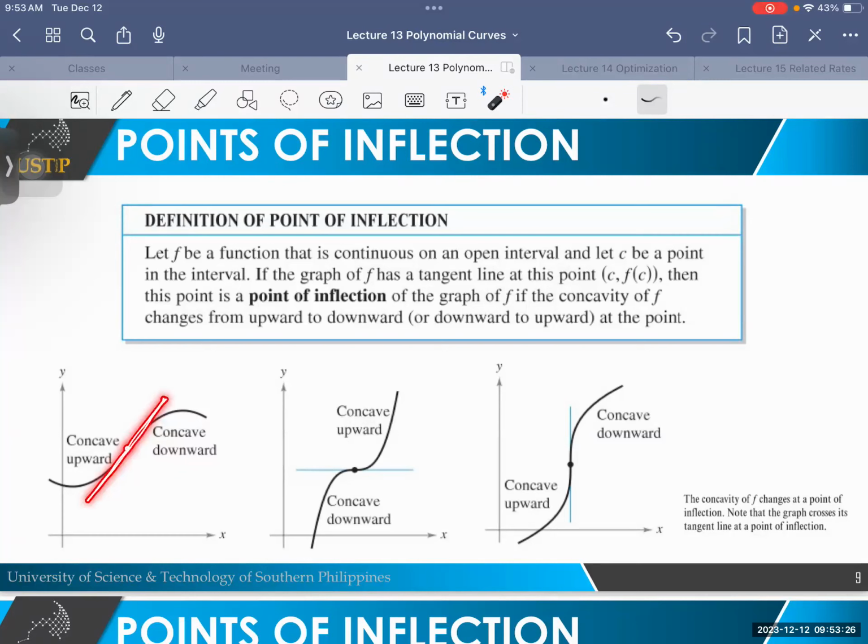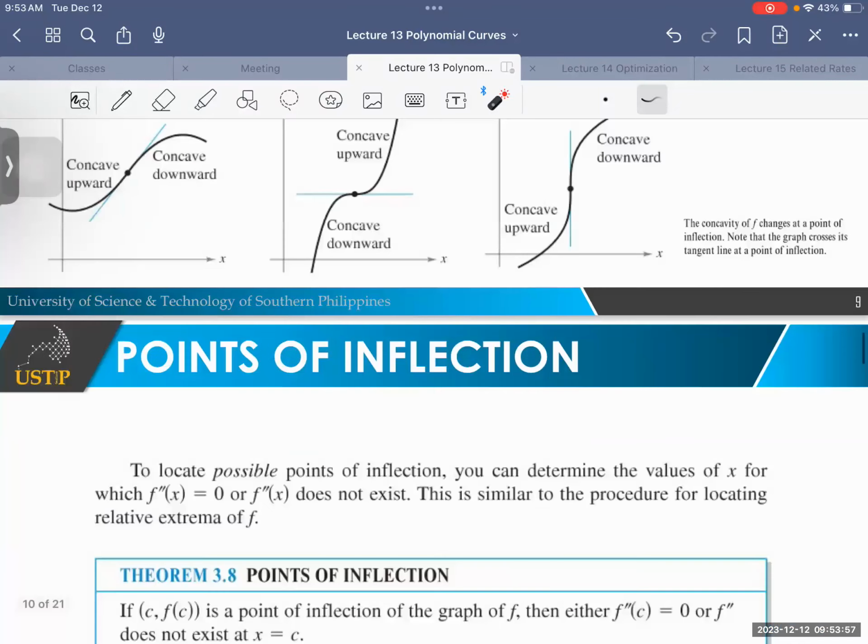Okay? So these are the points of inflection. So, note that the graph crosses its tangent line at the point of inflection. And concavity of f changes at the point of inflection. Okay, so don't worry, di man magbana-bana dre asa dapat mo cross ang tangent line. Okay, that's so impossible. Makita nito sa ato mga mata. That's why we have the second derivative test to find these points.